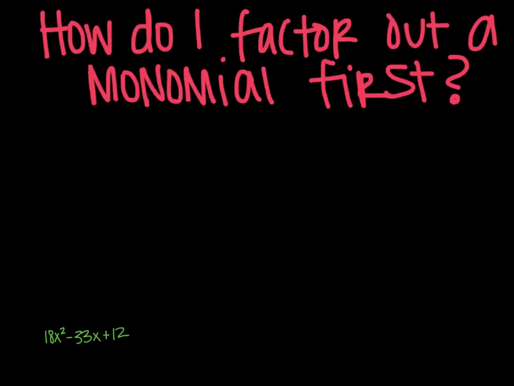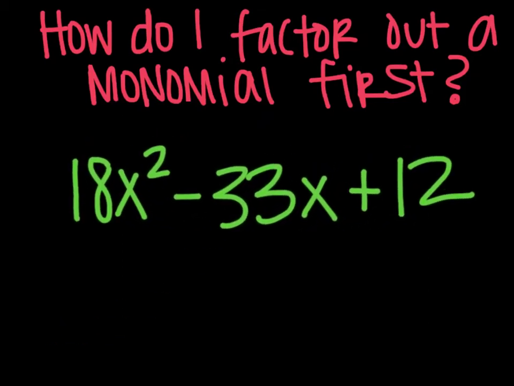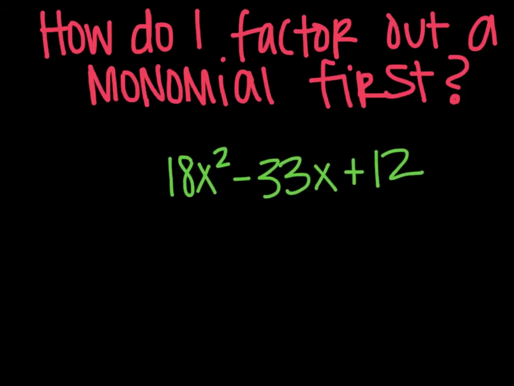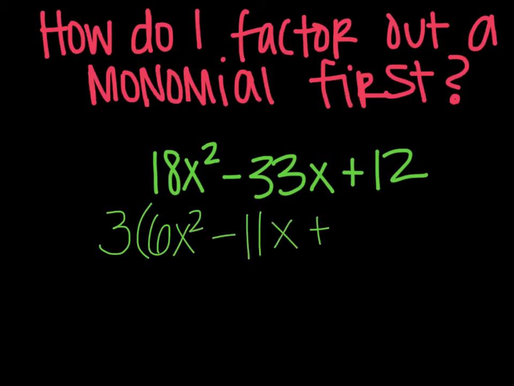The next question is, how do you factor out a monomial first? So sometimes you'll be given a question like the one that you see here, 18x squared minus 33x plus 12. And you might notice that 3 goes into each of these numbers. 3 is divisible by 18, 33, and 12. So when that happens, you're going to factor out that 3 right away. So now this would be 3, and then in parentheses, 6x squared minus 11x plus 4. And you're going to leave that 3 alone.